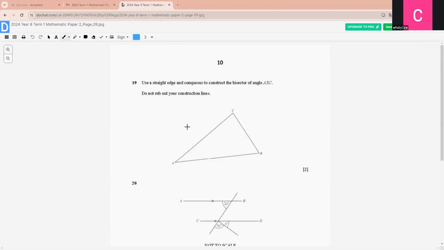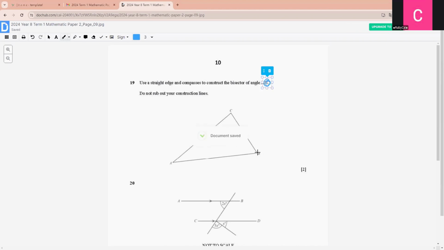Question 19, use a straight edge and a compass to construct a bisector of angle ABC. Do not wrap your construction lines. So the angle we're trying to bisect here is B. So put your compass at B and use any random length and draw two lines.